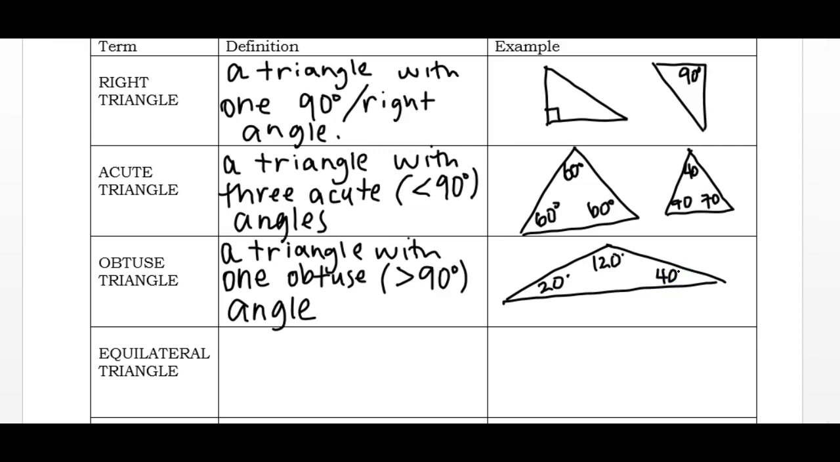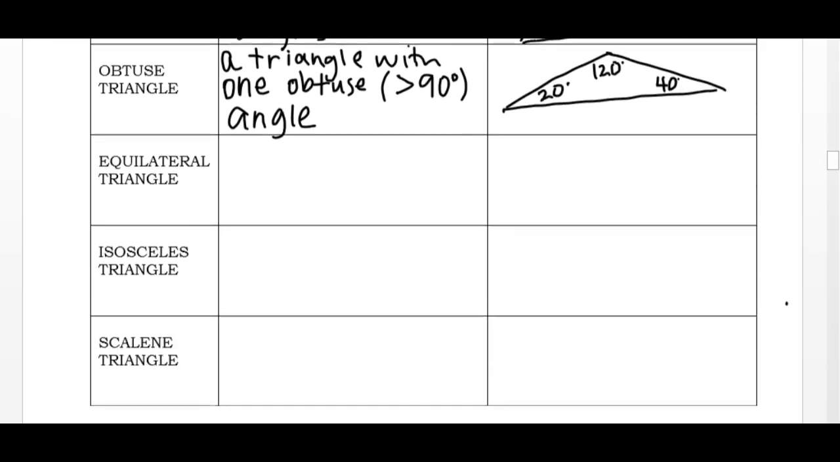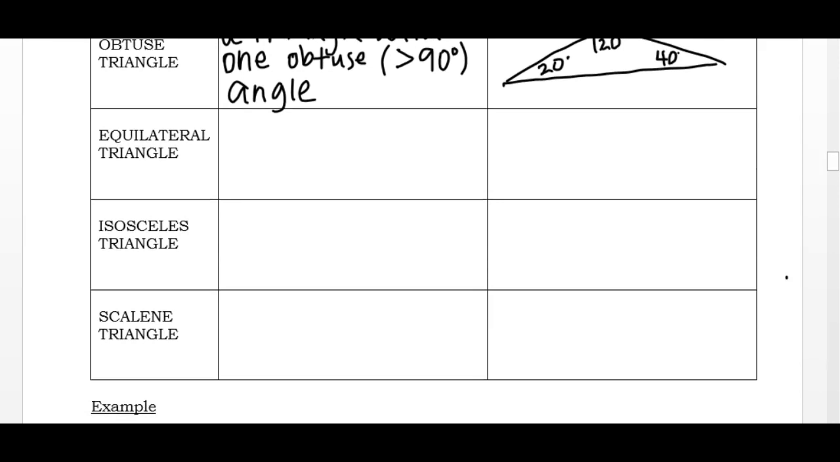So the first 3 words that I've just defined relate to the angles of a triangle. The next 3 words relate to the sides of a triangle. So an equilateral triangle, and we actually just defined the word equilateral in the last lesson, but equilateral means 3 equal sides. So an equilateral triangle is a triangle with 3 equal or congruent sides.